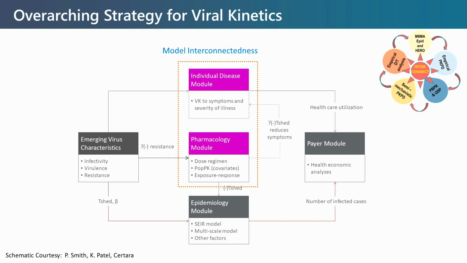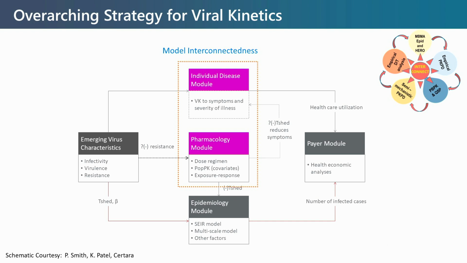So when a viral pathway is modeled, there are some key considerations for the virus, and this includes infectivity, virulence, and resistance. That in turn leads to the pharmacology module, where the key components are dose, regimen, POP-PK, exposure response, but also to an individual disease model that includes viral kinetics to symptoms and severity of symptoms.